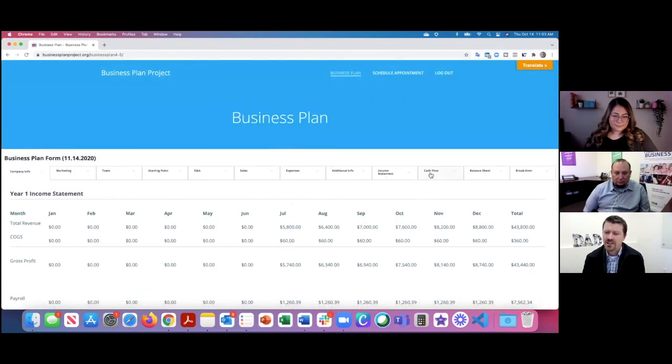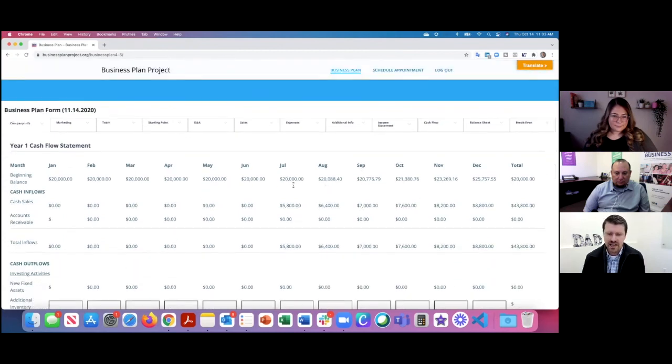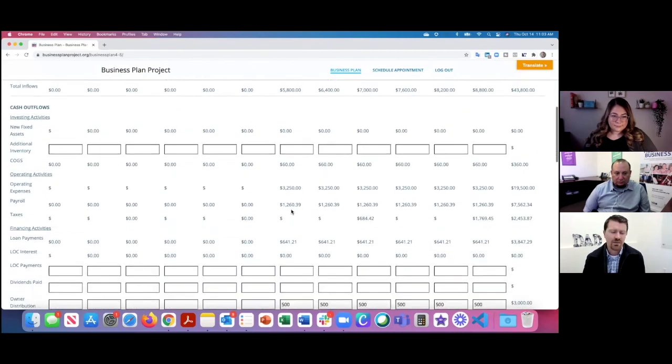The other thing I would mention though is after the income statement is the cash flow. And it's very similar to the income statement with the exception of the depreciation. It's just cash expenses. So we're starting out with 20,000 in the bank. That's what we dropped when we opened up the bank account, right? Cash coming in was 5,800 and now cash going out.